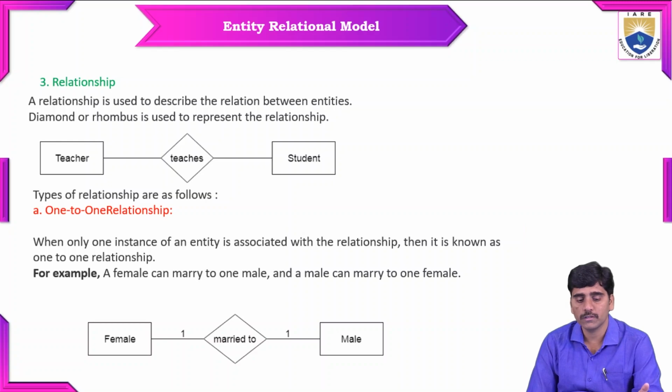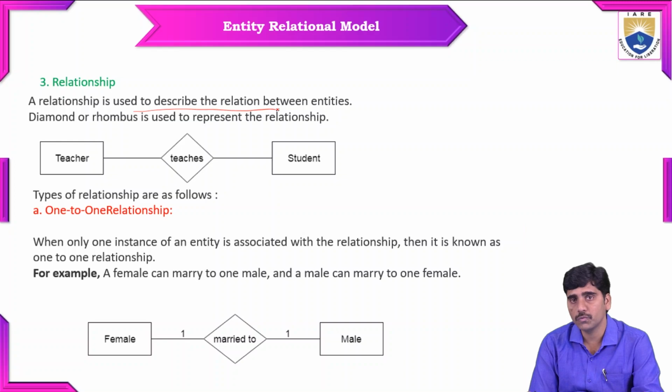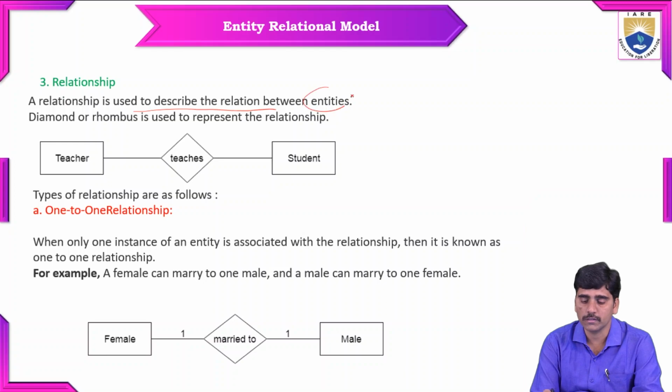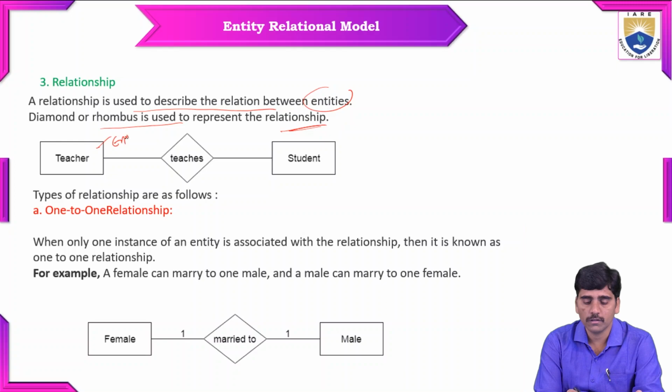Relationship. So what is meant by relationship? The relationship is used to describe the relation between two entities. And a diamond or rhombus symbol is used to represent the relationship. So the relationship exists in between two entities, here entity 1 and entity 2. Teacher is entity 1 and student is entity 2. In between them, teaches is the relationship name.